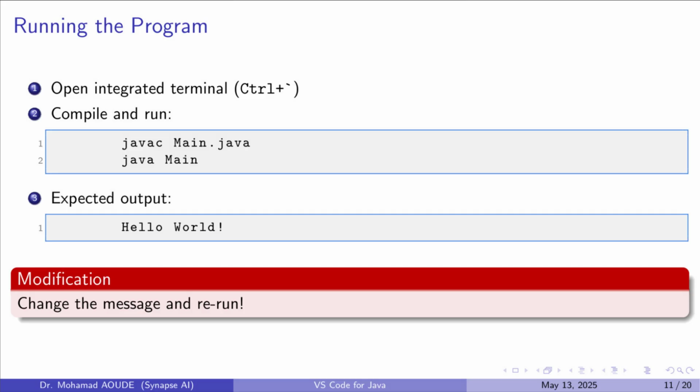Type java Main and press enter. You should see the expected output in the terminal. Hello World. Congratulations! You've written, compiled, and run your very first Java program. Try modifying the message inside System.out.println and then rerun the javac and java commands to see your changes.